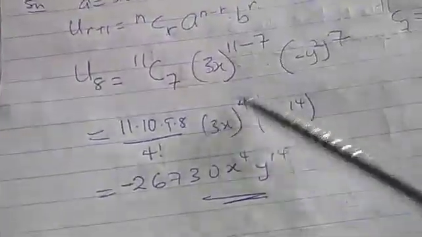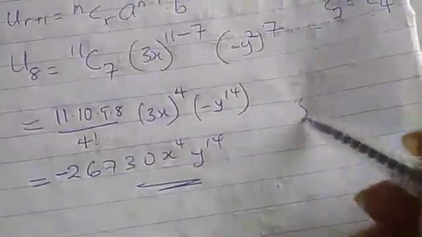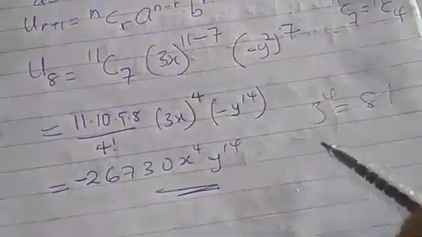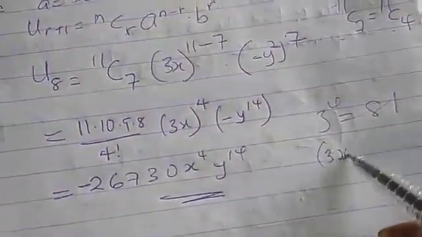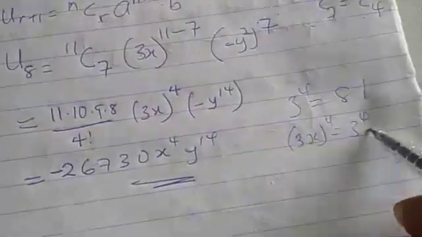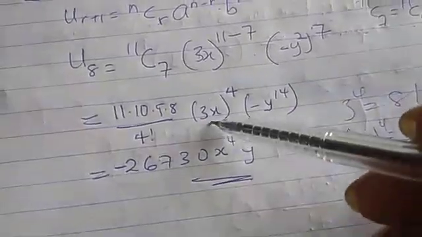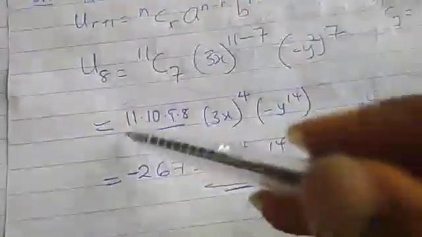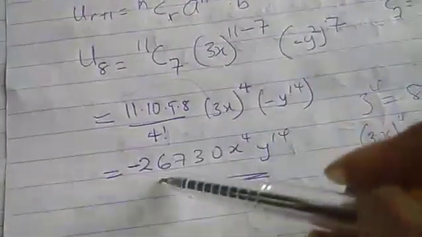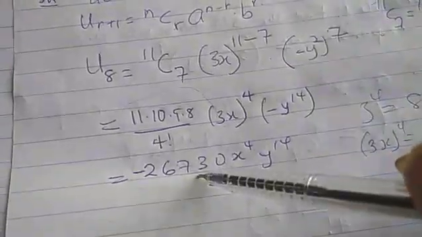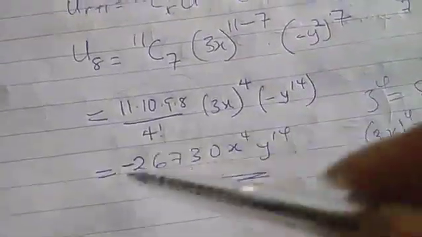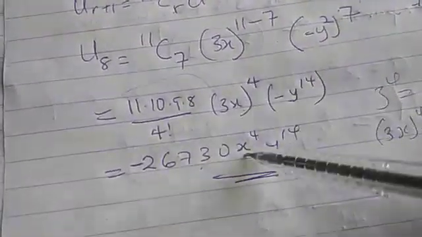3 raised to the power 4 is 81. We note that 3x raised to the power 4 is the same thing as 3 raised to the power 4, x raised to the power 4. 3 raised to the power 4 is 81. That is 81 times all this will give me 26,730. You can use your calculator for that. The minus is here, and we have x raised to the power 4 and y raised to the power 14. So that will be the answer. It will be the 8th term in this expansion.